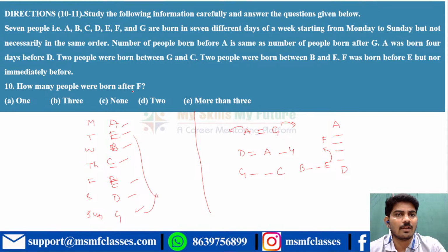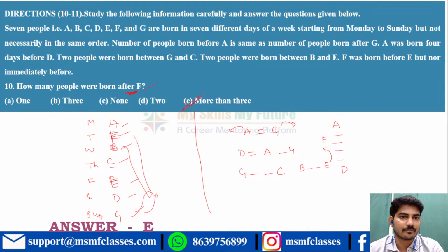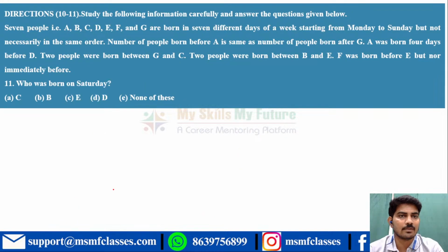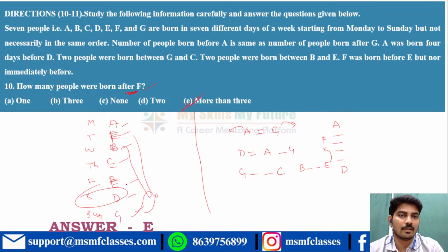So what is the question asking? How many people are born after F? So more than 3 people are born after F. Next, who was born on Saturday? So who was born on Saturday means D. Okay, actually we have something missing in this explanation here, so let me correct this here.